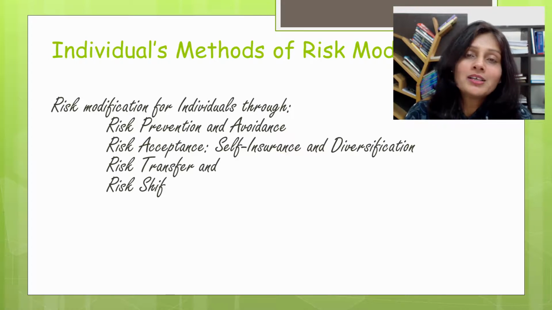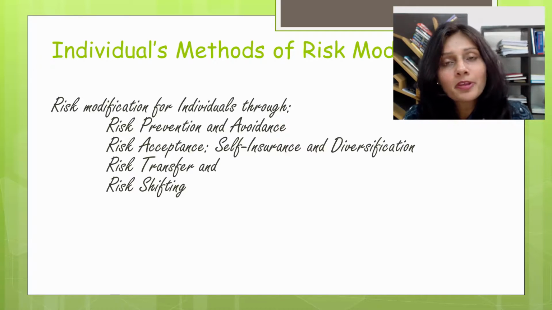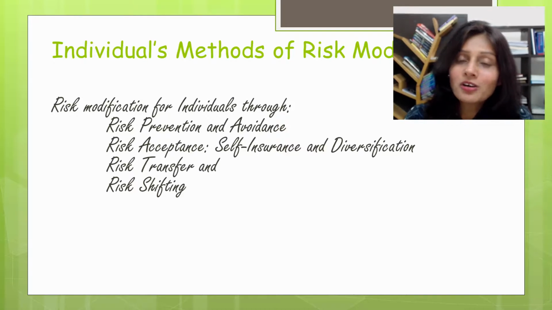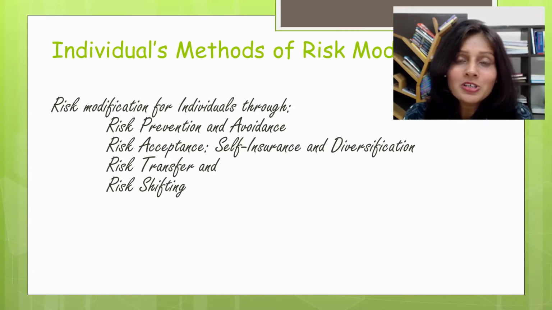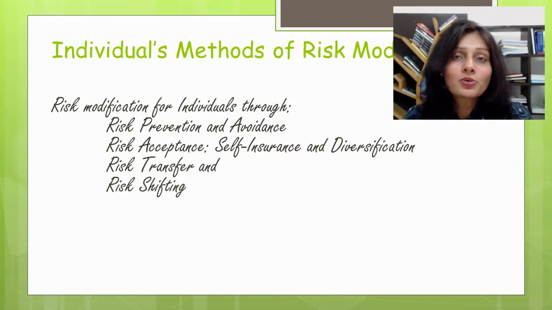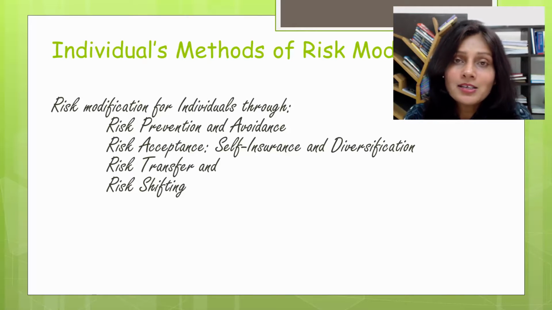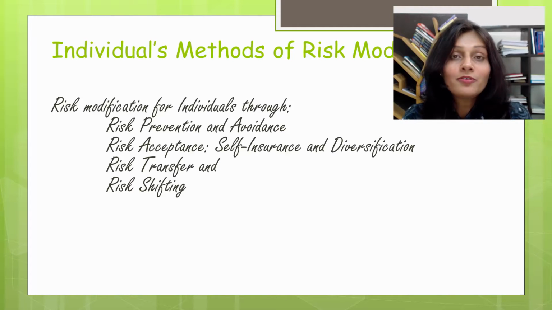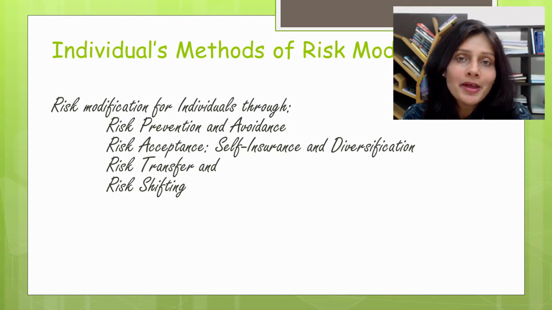Then there is risk transfer and risk shifting. We all have experience of risk transfer because we all take insurance. We take health insurance, we take car insurance and life insurance and so many other insurances. I travel a lot, so I also take travel insurance. So that is an example of risk transfer, whereby we are transferring our risk to a third party who is the insurer. And finally, risk shifting. Many individuals trade in derivatives, and that is a way of risk shifting.